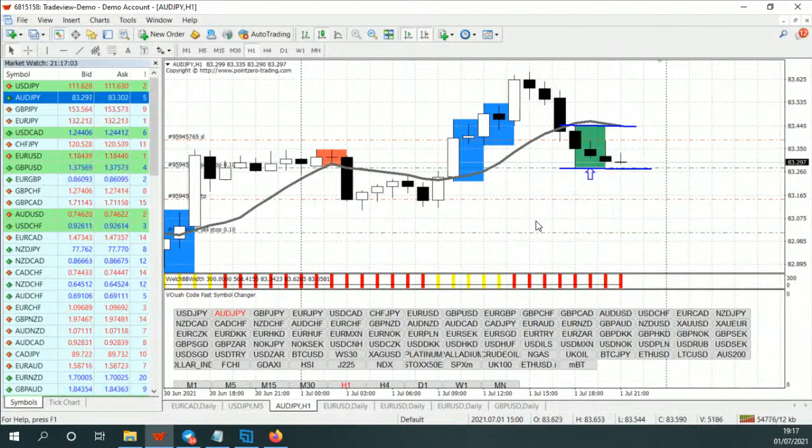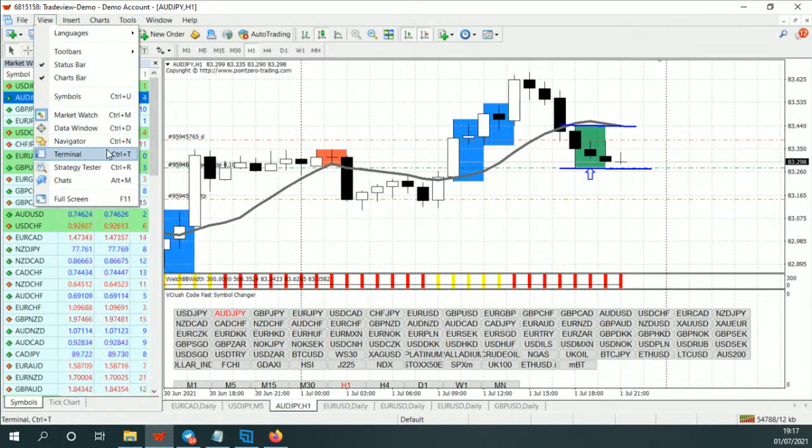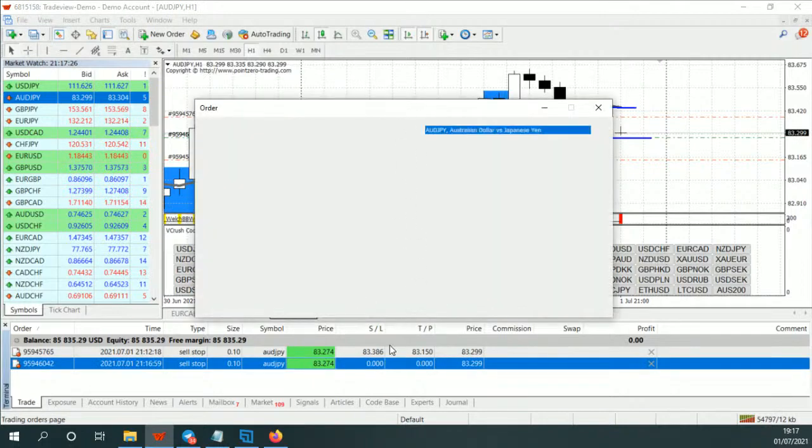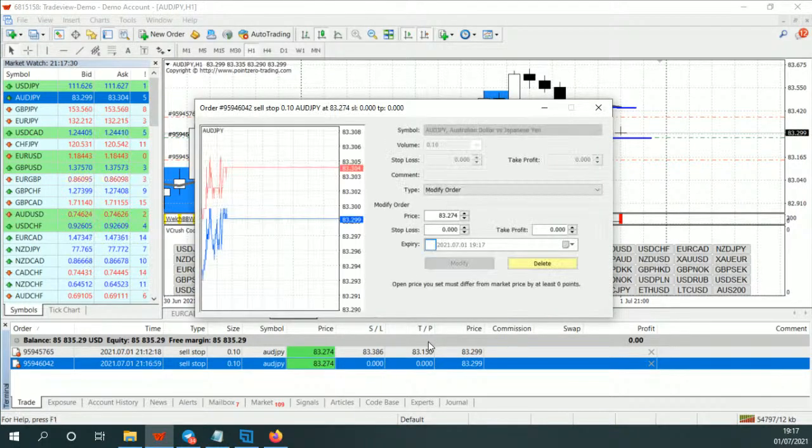Okay, so let's take the sell stop to the right line. Okay, so both of them are on the same line. Okay, but we need to adjust it. Okay, let me view terminal. Okay, so let's adjust the second one that doesn't have a stop loss. So we're going to use the same stop loss. Okay, the stop loss is 83.386.